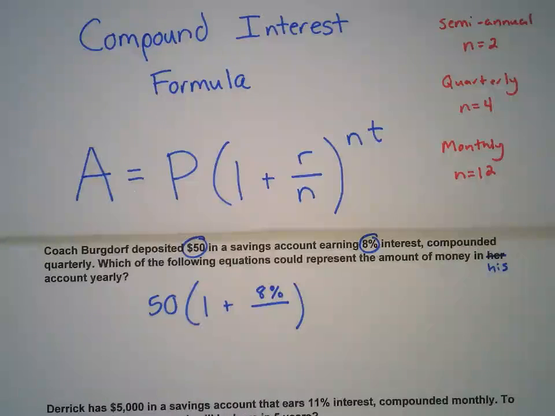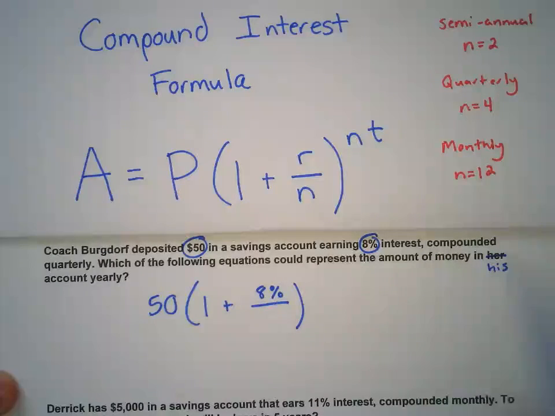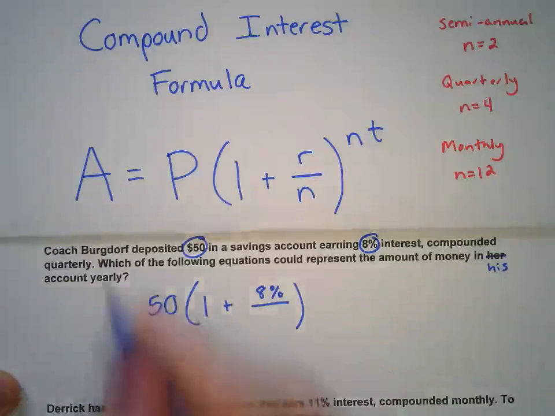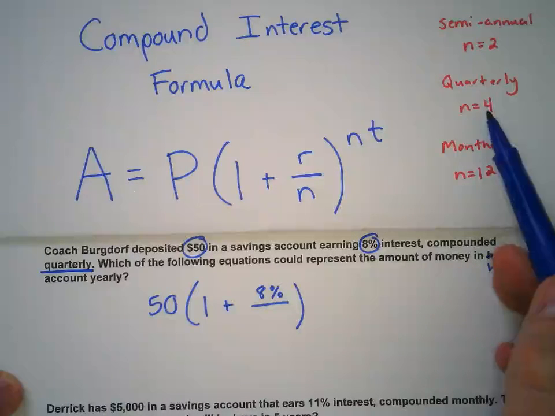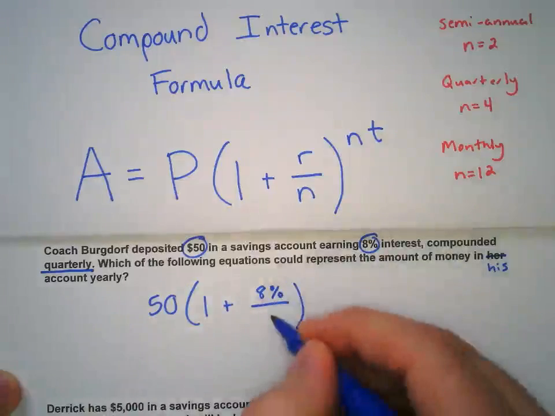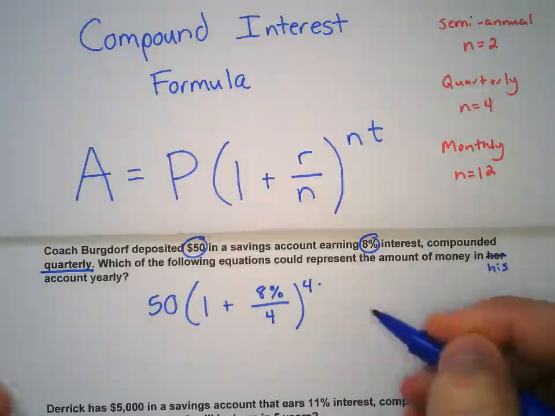Do we see a quarterly? Do we see a monthly? And hopefully you see here, it's always going to say compounded, and it's going to tell you exactly what's compounded. And it says quarterly. So quarterly, what does quarterly mean? What number? Well, quarterly means 4. So there's 4 quarters in a year. So put the 4 there and a 4 there times.